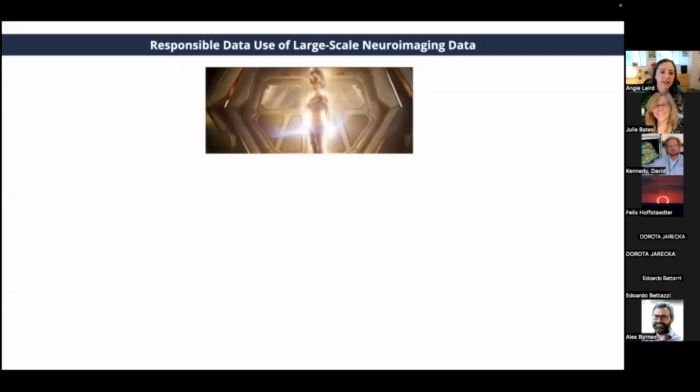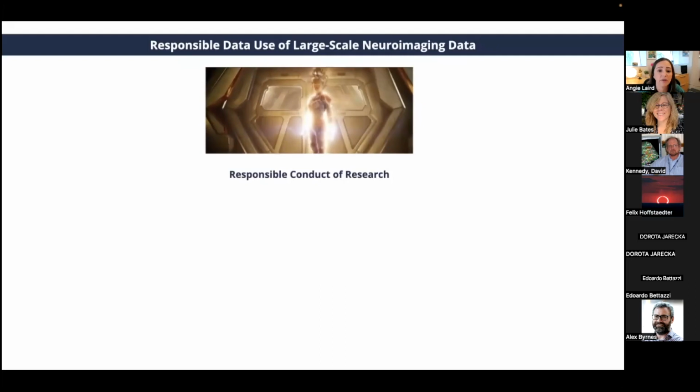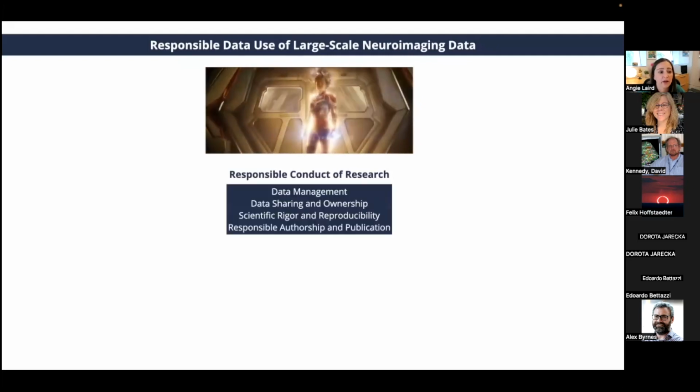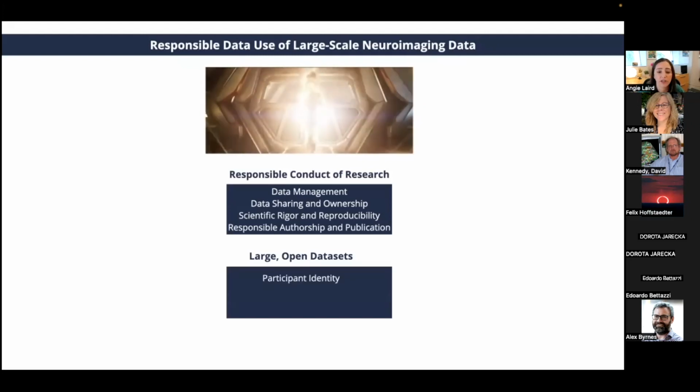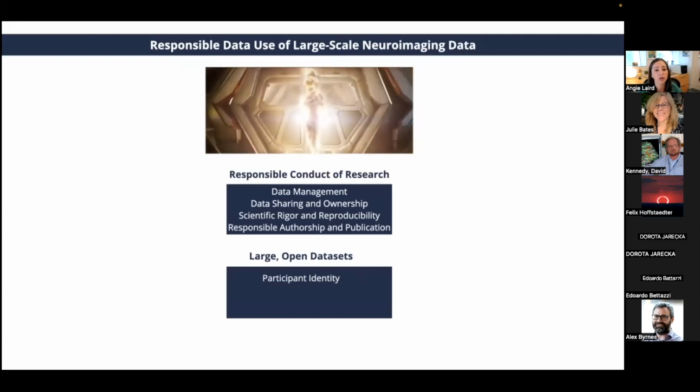The traditional training that we all receive in responsible conduct of research emphasizes critically important topics, but they relate primarily to activities prior to and during data collection, like protection of human subjects, animal welfare, and laboratory safety. But responsible conduct of research also extends to data management, sharing and ownership, scientific rigor and reproducibility, and responsible authorship and publication. And an increased sharing of large open datasets must be accompanied by heightened attention on participant privacy, including individuals from more vulnerable populations, such as patients with clinical disorders and/or historically underrepresented groups.